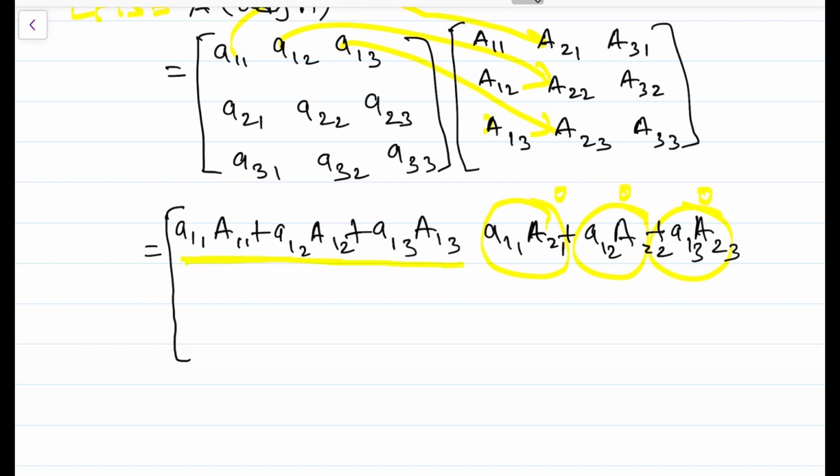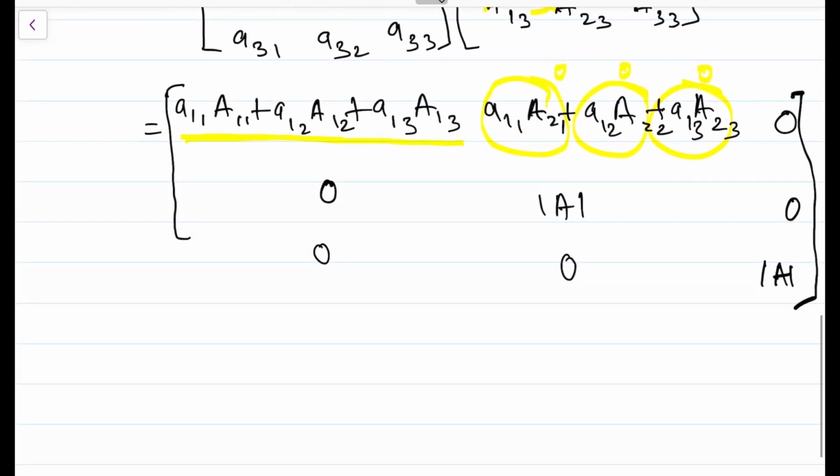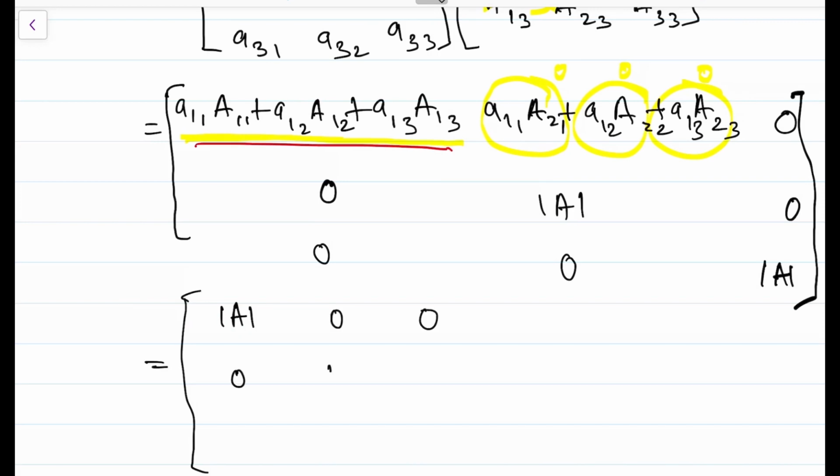Similarly, the element in the second row and the first column will be 0. The element in the second row and the second column will be determinant of A, and the last element will be 0. The element in the third row and the first column will be 0. This will be 0, and the last element will again be determinant of A. So this will be equal to determinant of A, 0, 0, 0, determinant of A, 0, 0, 0, determinant of A.